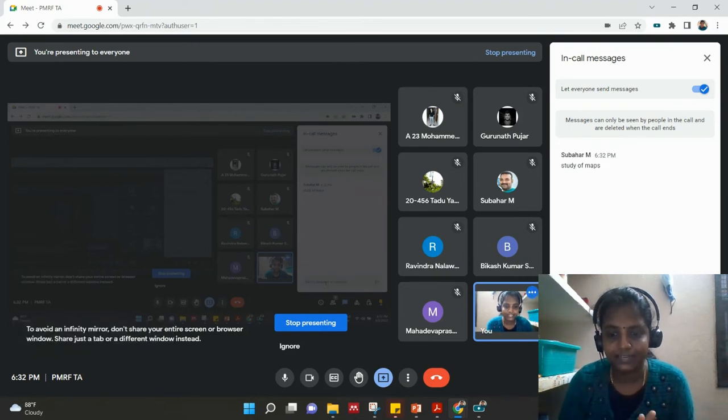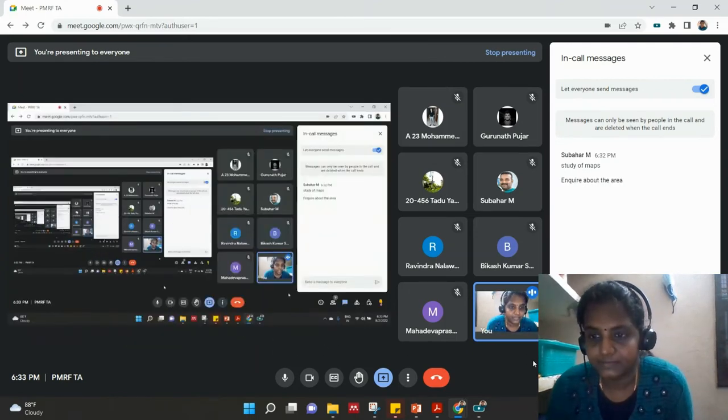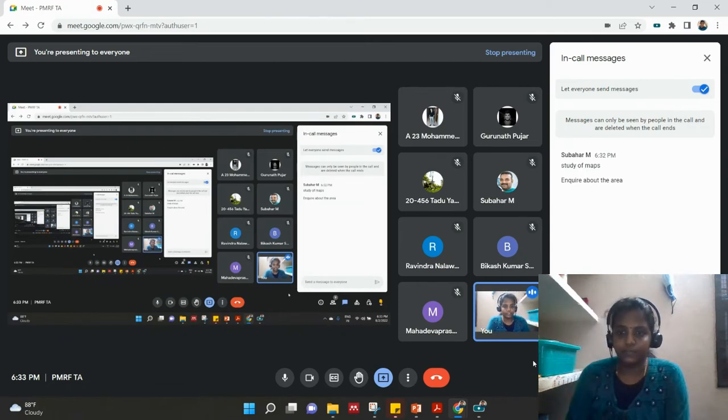Now they give you the hall ticket. Chennai is your location for writing the exam. What will you do first? Study of maps. Inquire about the area. Okay, very good. Thank you.